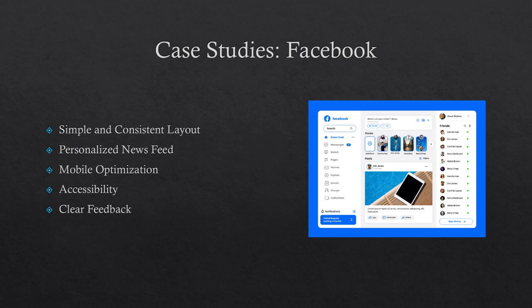For example, users can customize their font size and color contrast to make the platform easier to use. And then the clear feedback it provides to users when they interact with the platform. For example, when a user likes a post, the button changes color to show that the action was successful.